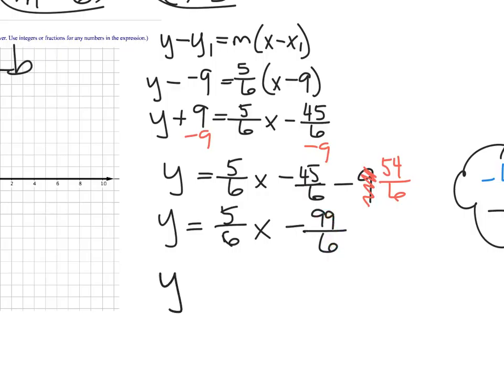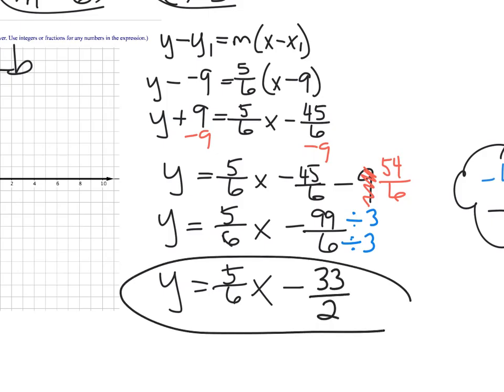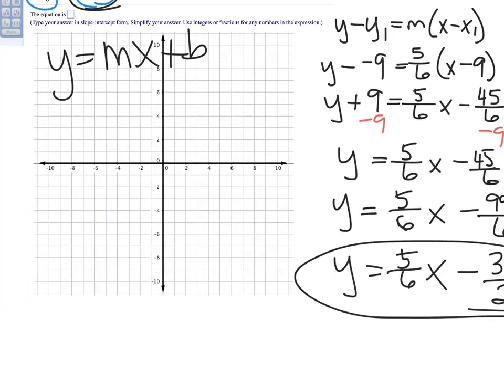And so the 5/6 x stays the same, minus. Now both of these numbers are divisible by 3, so we're going to divide and reduce that fraction. We end up with 33 over 2. And there is your equation.